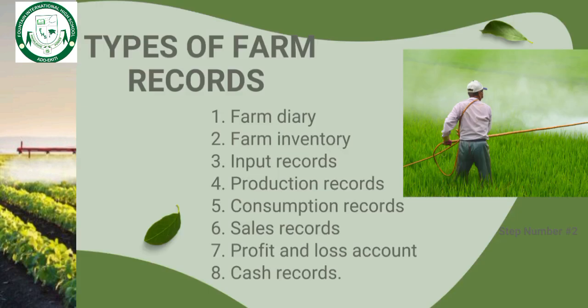So the type of things the farmer produces tells the type of record the farmer can keep. Now let's go to this type of record. Number one, we have farm diary, farm inventory, input record, production record, consumption record, sales record. These are examples of types of record that the farmer can keep in his farm. So these records are very, very important for the farmer to keep.